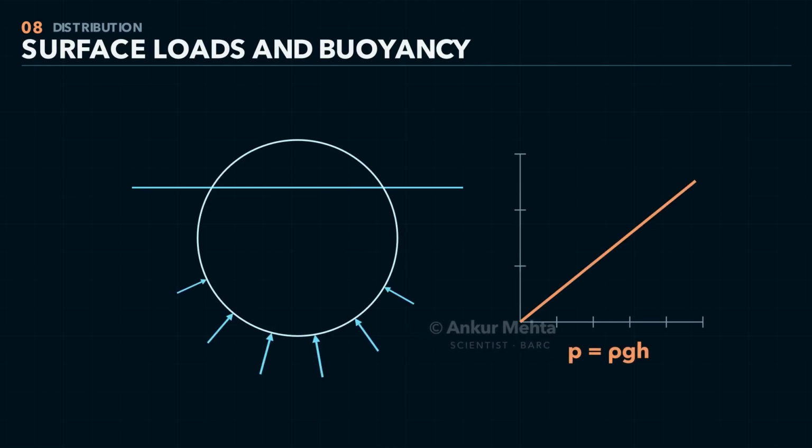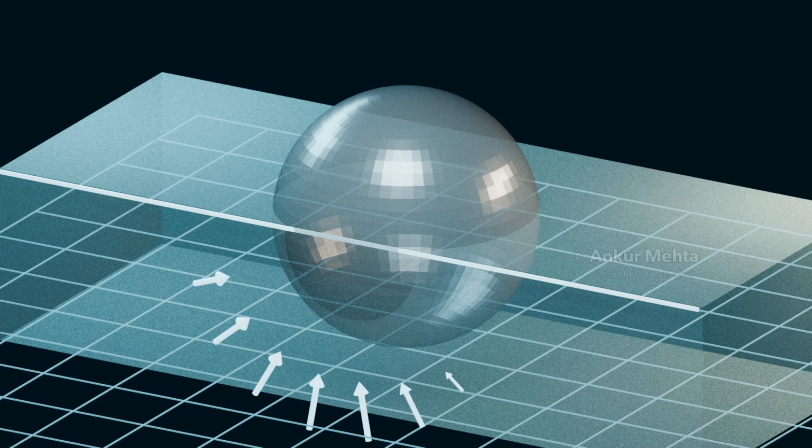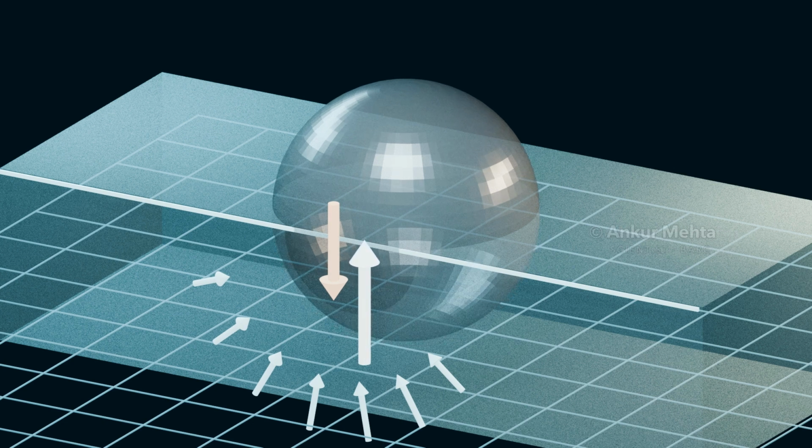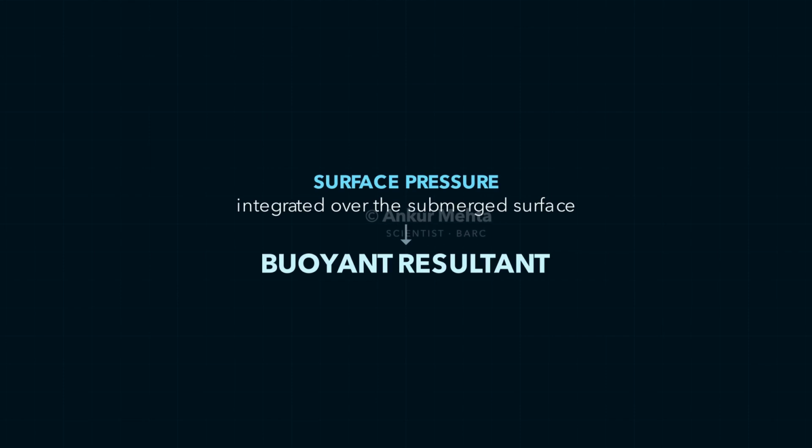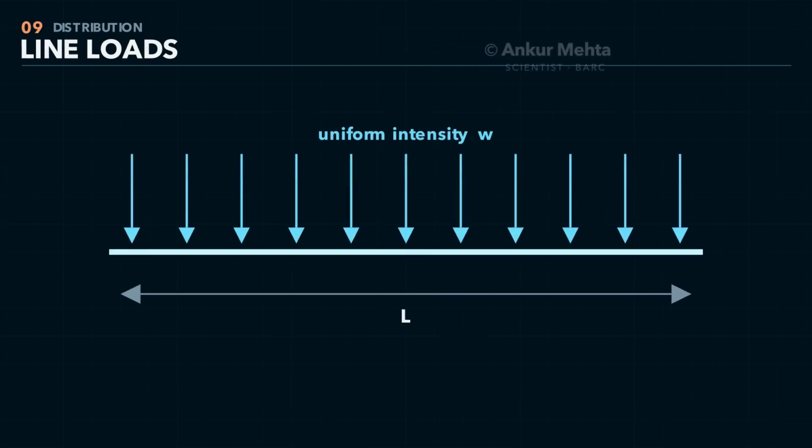The traction may be normal, as with pressure, or tangential, as with shear and drag. Hydrostatic pressure increases with depth and acts normal to every submerged surface. The individual pressure forces combine into a net resultant. The upward resultant associated with this pressure field is buoyancy. It is important to remember that buoyancy originates from surface pressure, even though the final resultant is often shown as one upward arrow.